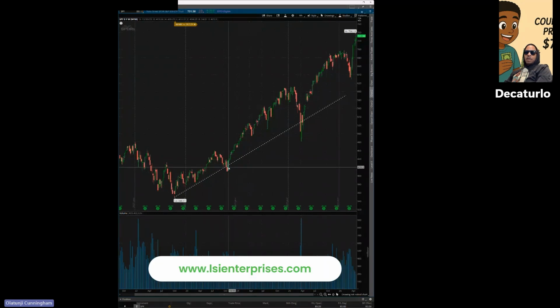If it goes too far away, then you draw another line. See which one is more accurate. So this one seems to be more accurate, so I'll stick with this one, right? I just stick to this line. If you got two touches, most of the time you're gonna have three.